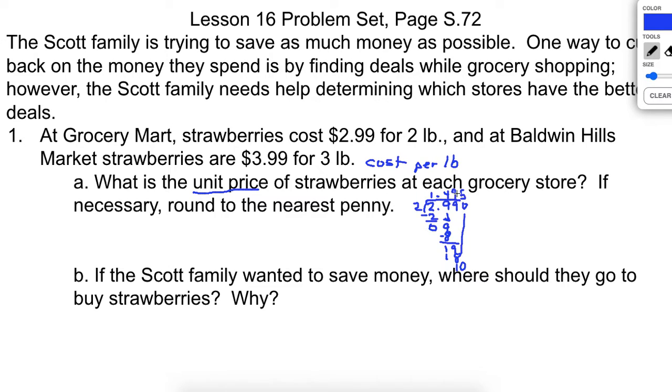So that 5 is going to round this 9 up. So that's going to round that to $1.50 per pound, and that one is for Grocery Mart. Okay, for Grocery Mart. And then we can get the other one here.